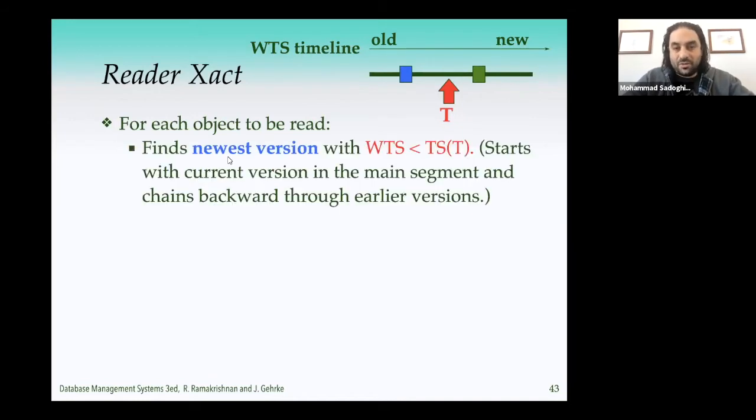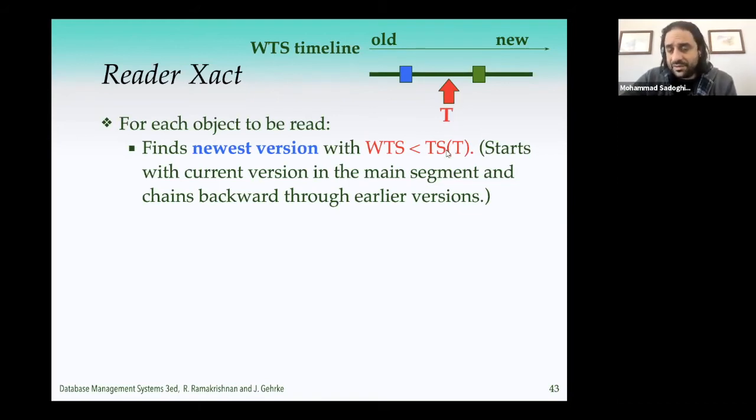For each object that you want to read, you find the newest version that is visible to T. That means the newest version whose timestamp is smaller than T. So therefore this is going to be visible. This one is written by a future transaction or even a newer transaction, so the write of this transaction should not be visible to this T. And so that's the read.